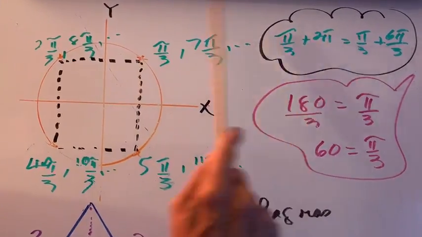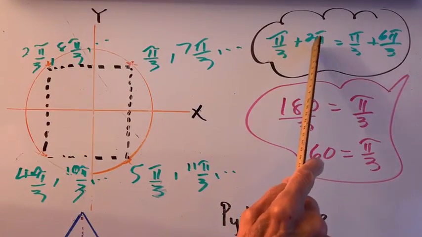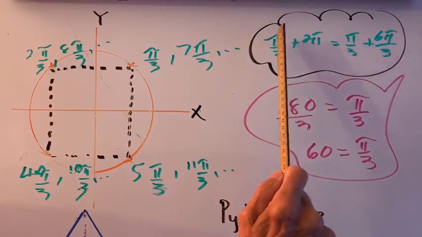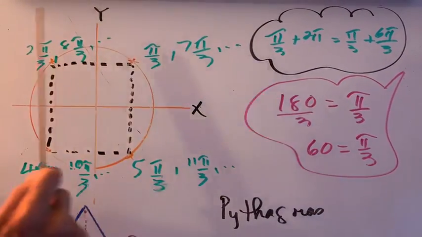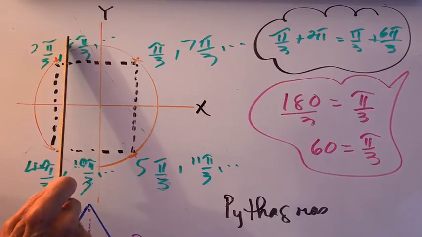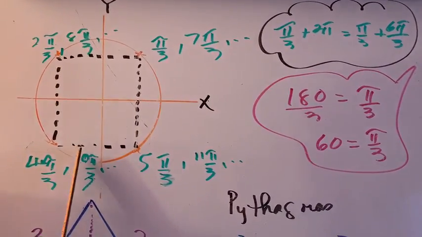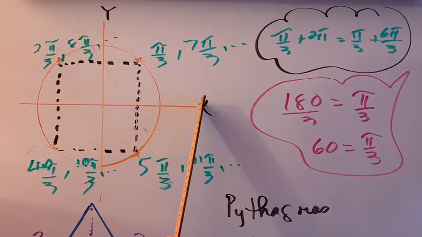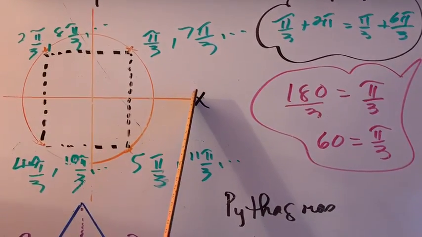Now, if I add every point, if I add 2 pi to it, I'm really adding 6 pi by 3s. So 6 and 1 makes 7. Add 6 makes 8, okay. Add 6 makes 10. Add 6 makes 11. And this is 12 pi by 3, which is right back to the circle.